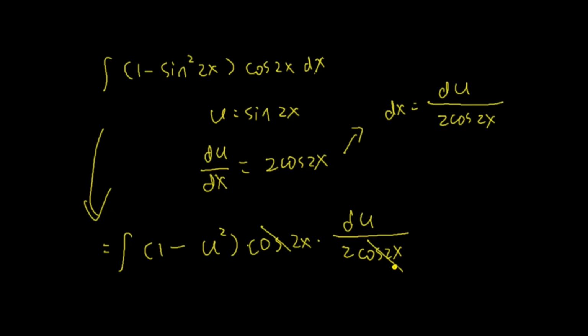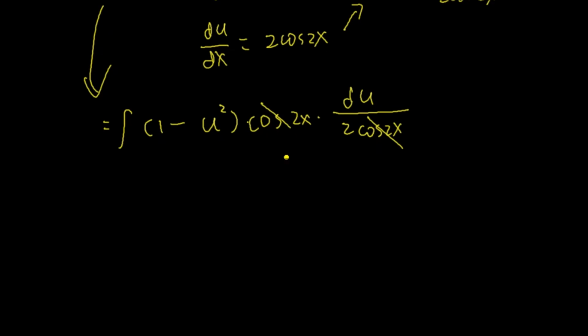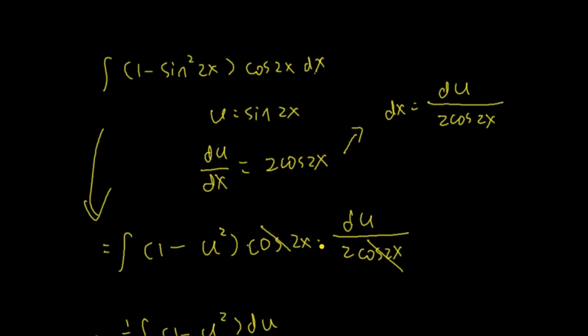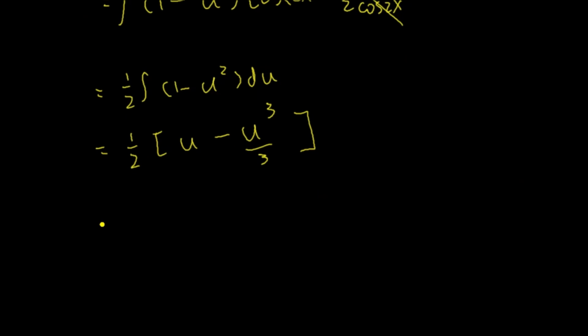Cosine 2x and cosine 2x cancel out. All you have left is 1 over 2, a constant. We can bring it off the integral sign. That is 1 minus u squared du. We can integrate this. That's 1 over 2 times u minus, add 1 to the power divided by the new power. And we say u is equal to sine 2x. We have to replace u with sine 2x. That's 1 half sine 2x minus sine cubed 2x divided by 3.